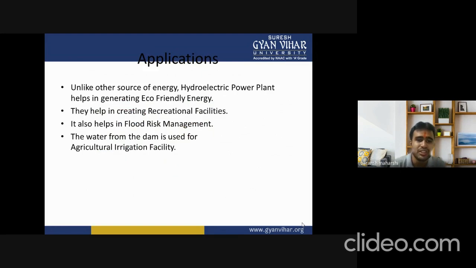Now we will discuss some applications. Unlike other sources of energy, a hydroelectric power plant helps in generating eco-friendly energy. Second, they help in creating recreational facilities. Third, it also helps in flood risk management. And last but not least, the water from the dam is used for agricultural irrigation facilities.